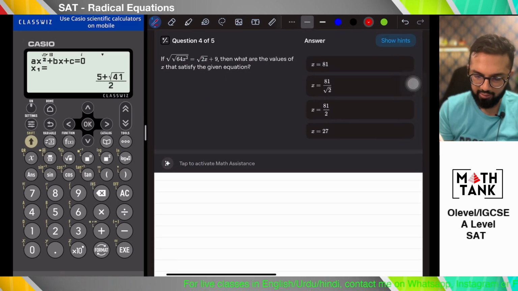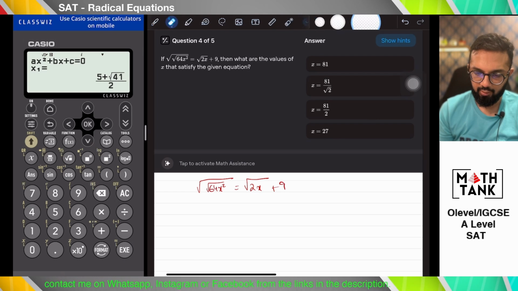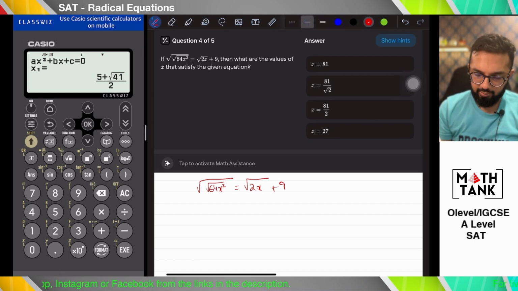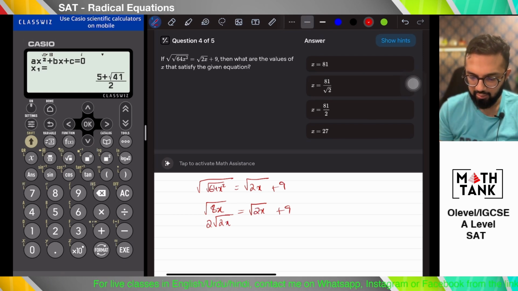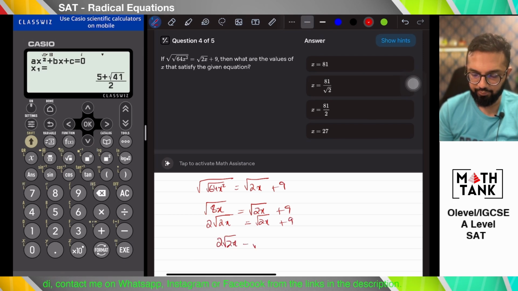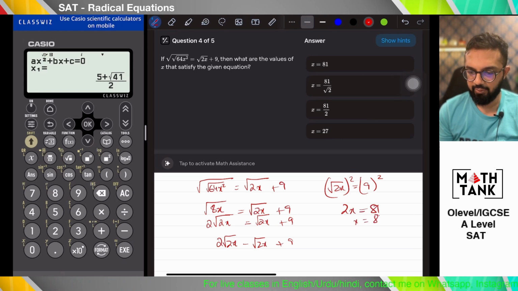Okay, more complicated. Root of 64x squared equals root of 2x plus 9. Then root of 64x squared should be 8x, and root of 2x plus 9. So that's 2 root 2x. And root of 2x. So 2 root 2x minus root 2x is 1 root 2x. Squaring both sides gives me 2x equals 81, x equals 81 over 2.